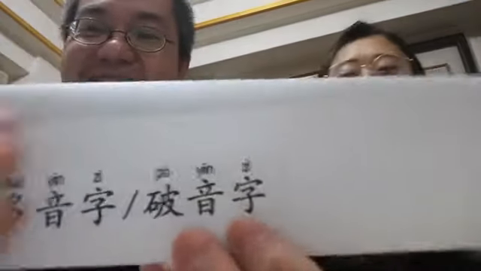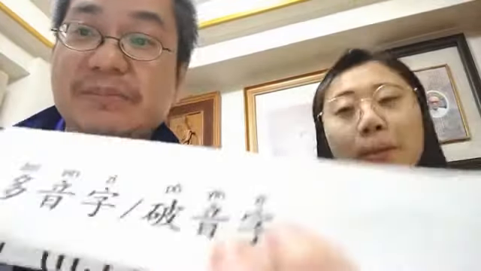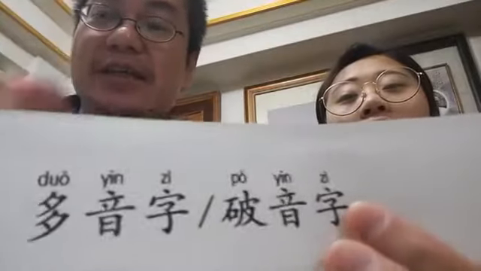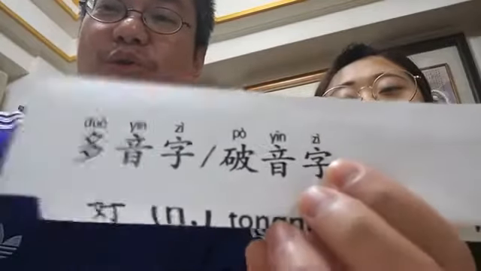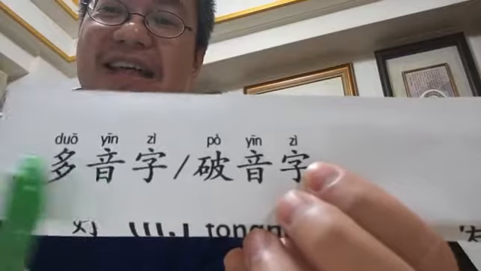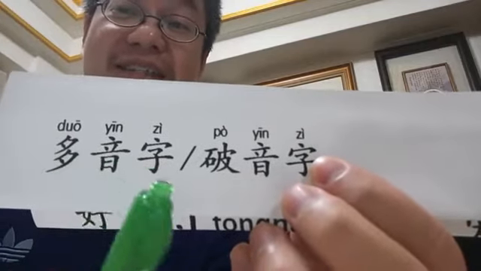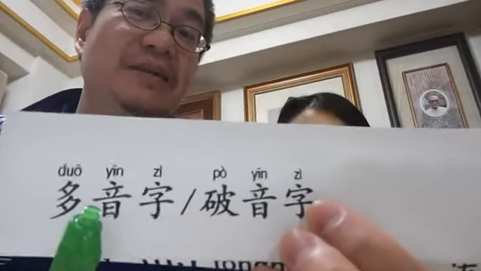So today we are going to teach you something interesting, and very important when you learn Chinese. And this is 多音字, okay, 多音字. 多 means like many.